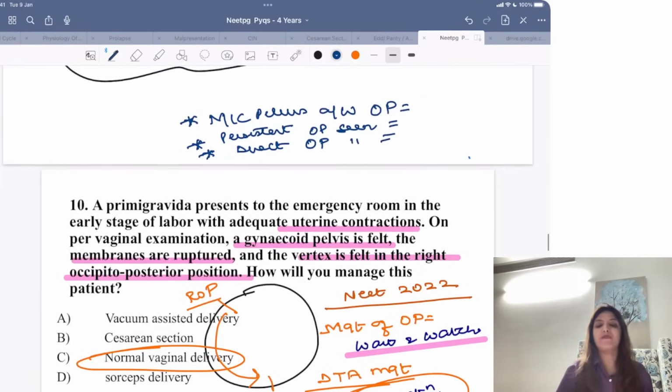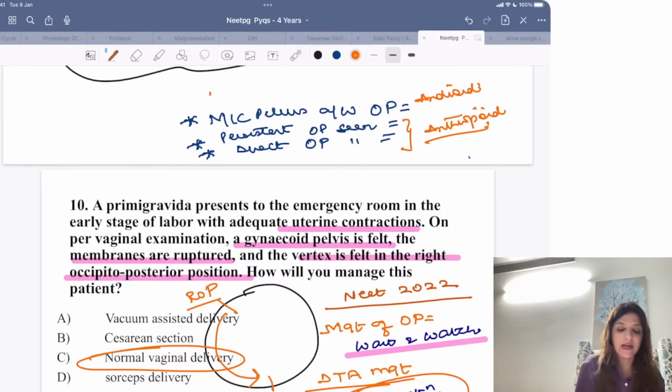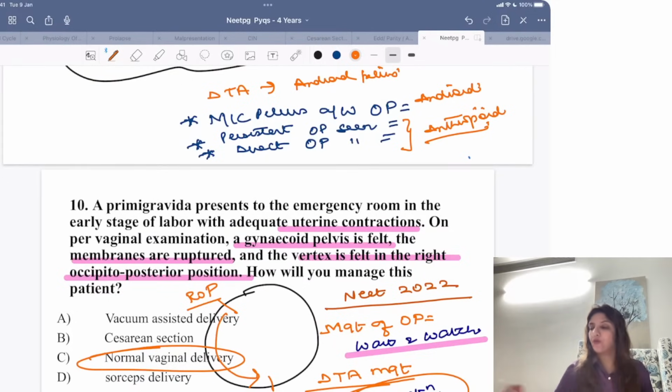So the most common pelvis associated with occipito-posterior is android pelvis. Direct occipito-posterior and persistent occipito-posterior position are seen in anthropoid pelvis. Right? Deep transverse arrest is most common in which pelvis? Android pelvis. Okay. So all of you are very good in your OBGY. I can see that. Good.